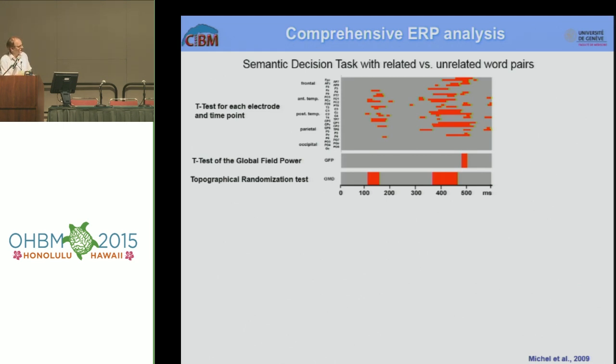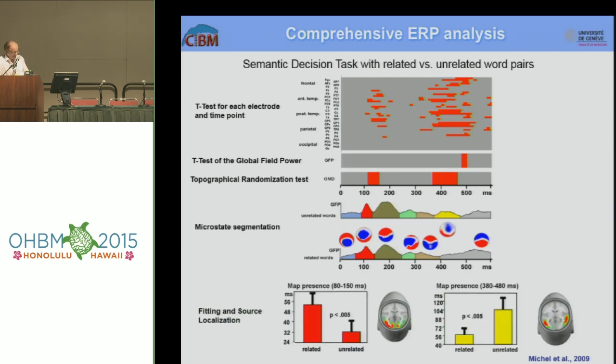But this one is the most important, which is the randomization test that Thomas was talking about, testing for differences of map topographies between the two conditions independent of strength. And that's really where you can identify whether different things have been going on in the brain or not, whether different configurations of generators have been present between the two conditions. And yes, you can identify two periods, one around 150 milliseconds and another one around 400 milliseconds, where apparently different topographies appeared.